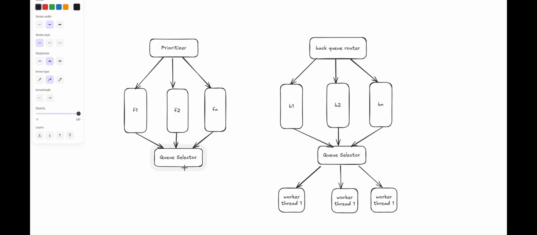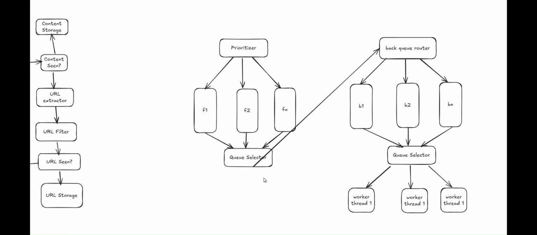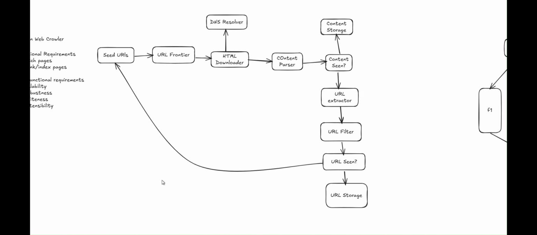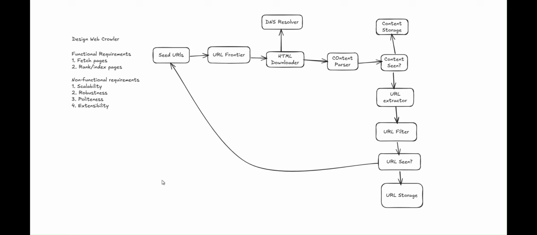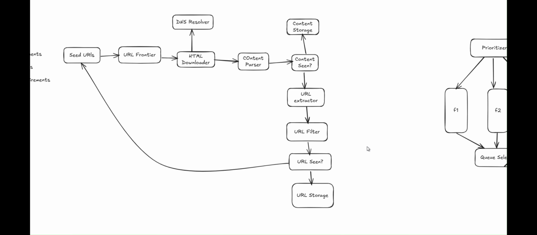Overall, first the prioritizer decides the priority of the URL, then the queue selector sends a request to the backqueue router, and the backqueue router maintains the politeness of the website. That way we don't bring down the server, and we make sure the website doesn't think it's a DDoS attack, because politeness is important. If you suddenly start sending more than 100 requests per second, you might bring down the other website's server, which is not a great experience. So this is how we maintain prioritization and politeness.